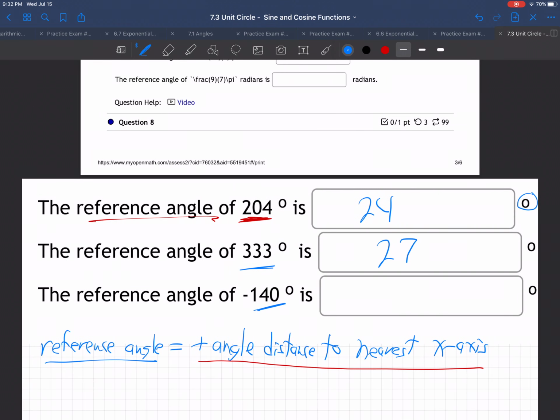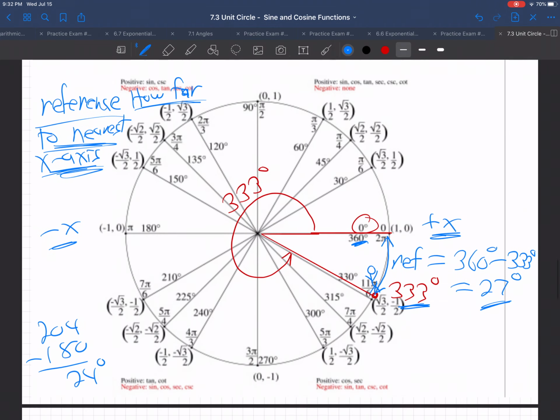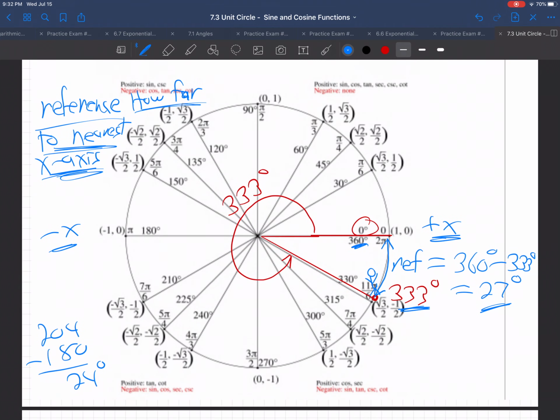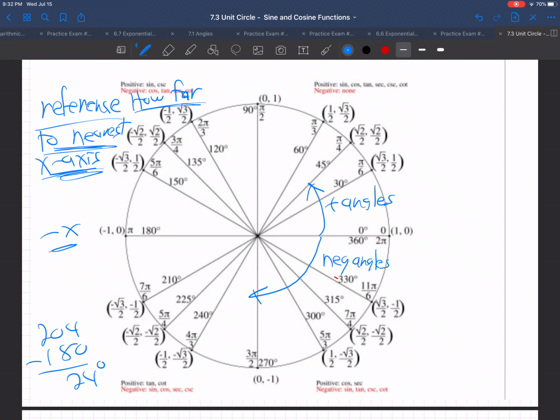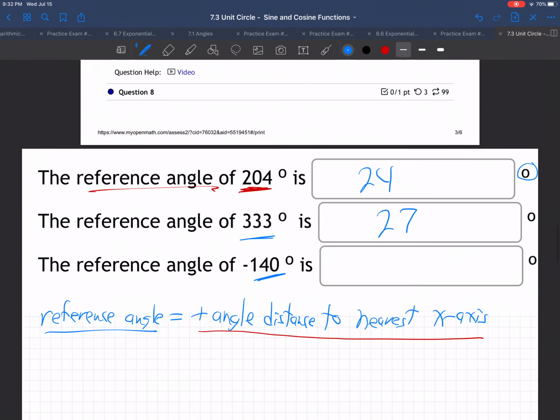27. Let's do one more. Negative 140. So now, to do negative 140, this is a negative angle. So that means I'm going to start right here and go in the negative direction instead of this way, which is positive angles, right? So I'm going to go in the negative direction. 140? I already forgot. Yeah, 140.